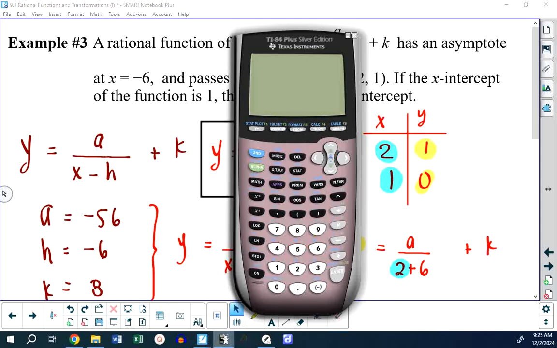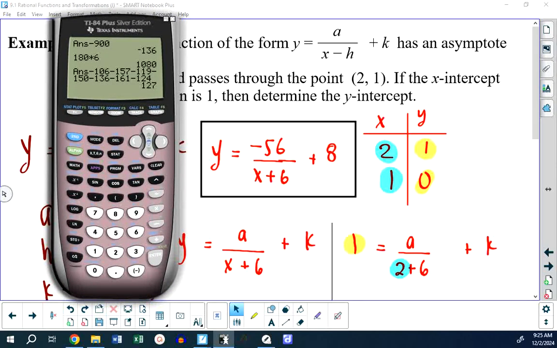If I take this function, I'm going to load it into my calculator for y. I'm not really interested in the graph, by the way. I put in negative 56 over, in brackets, x plus 6, and then plus 8. And I'm going to set my table up to allow me to enter values of x. Okay? If I go into my table now and I enter x equals 2, I get 1. 2 comma 1 is a point. If I enter x equals 1, I get 0. It's a point. So that checks out.